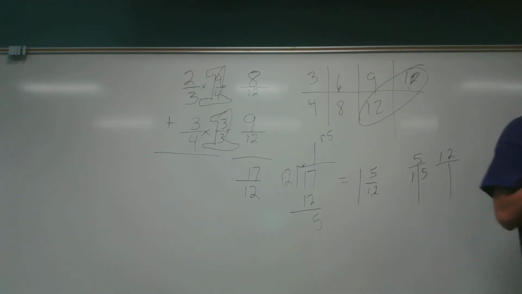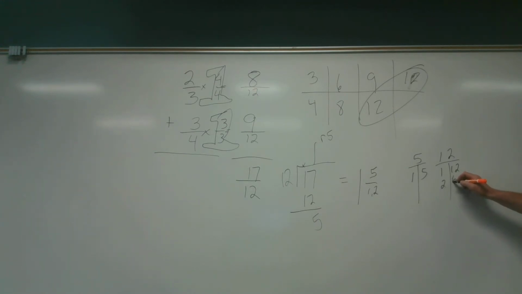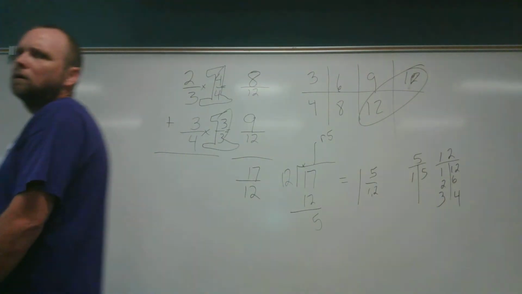Now I need the factors of 12. The factors of 12. JJ. 1 and 12. Good. What else? 2 and 6. And 4. Good. 3 and 4. So 1 and 12, 2 and 6, 3 and 4.